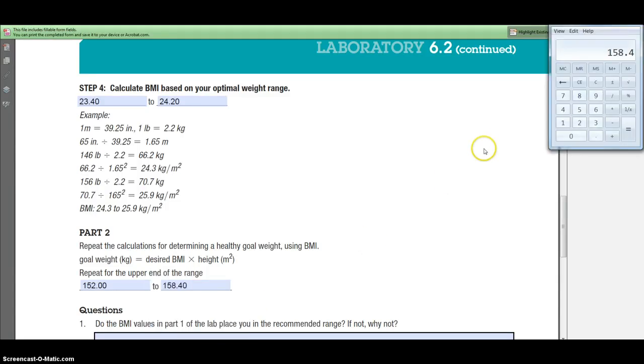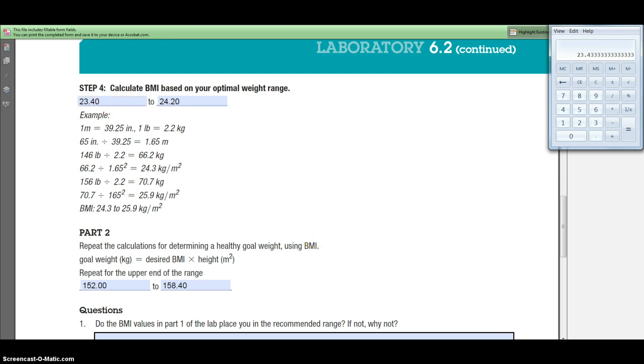So if I want to show you this on the calculator, I take my optimal weight range, which is 154.6, and I divide that by 2.2, and I end up with 70.3. The reason I divided that by 2.2 is because I'm converting back into kilograms. So I'm at 70.3. And I'm going to divide that by my height in meters squared. And I know this to be 3. And I end up with 23.4, and thus the 23.4 here.